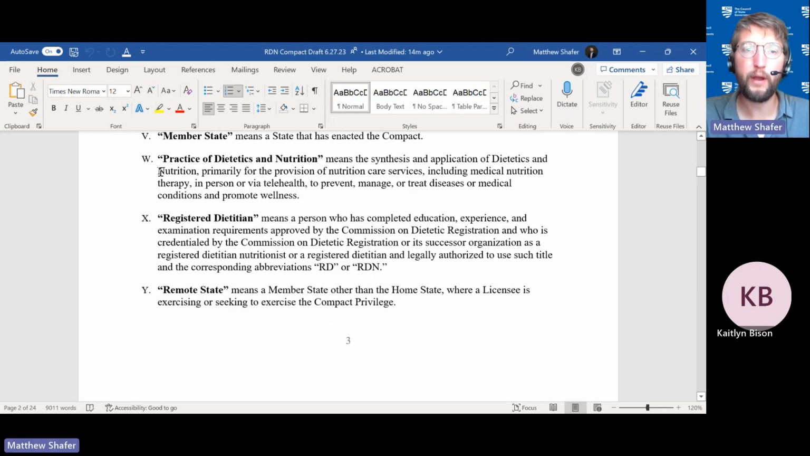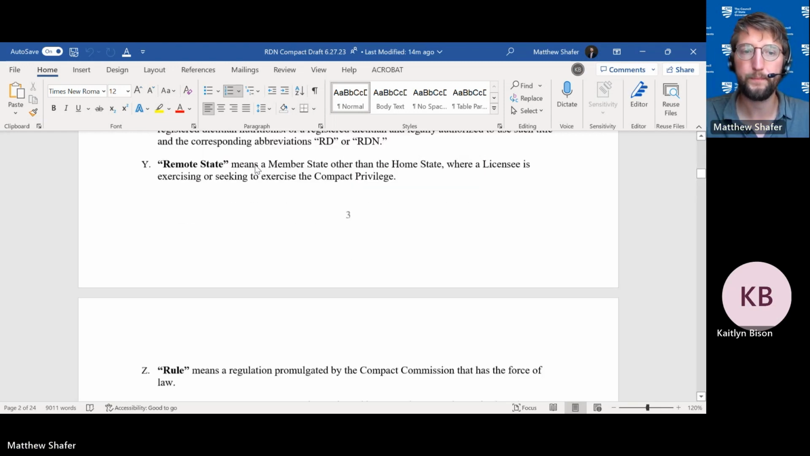And then the last term we want to point out here is our term for registered dietitian. This is referring to somebody who holds the RD credential, so has met all of the education, experience, and examination requirements approved by CDR, credentialed by CDR, and can use the title registered dietitian and the corresponding abbreviations RD or RDN. So that again is the type of practitioner this compact is for.